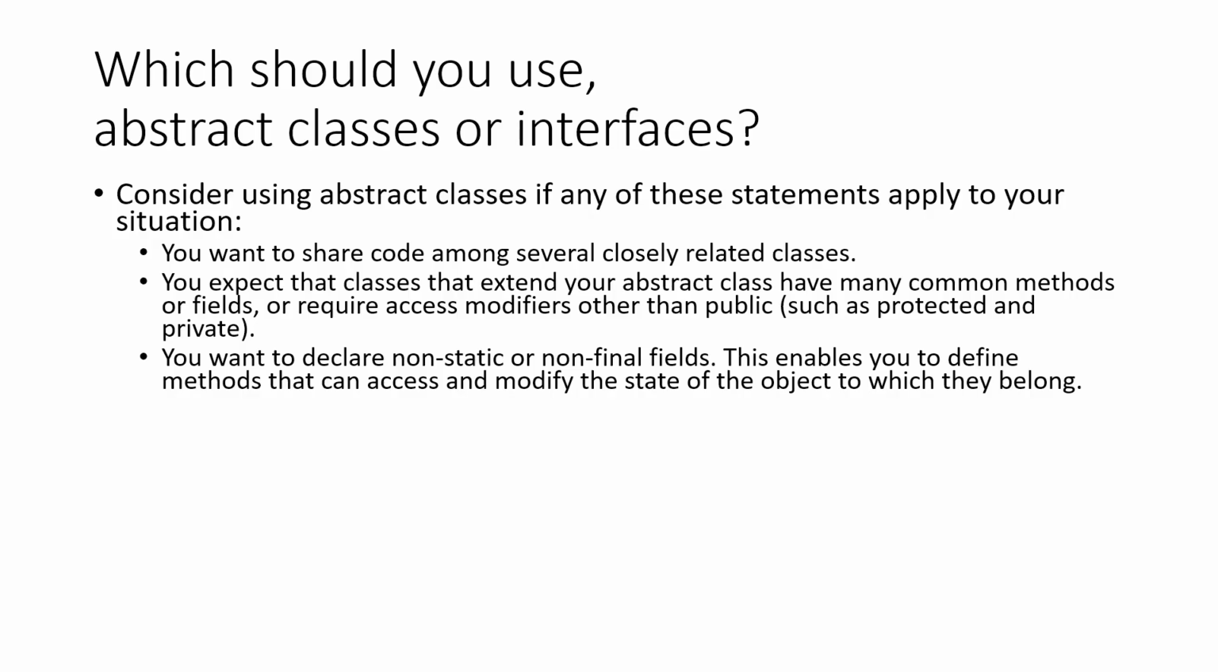Now, use cases for abstract classes. Consider using abstract classes if any of these statements apply to your situation. You want to share code among several closely related classes. You expect that the classes that extend your abstract class have many common methods or fields or require access modifiers other than public, such as protected or private, and you want to declare non-static or non-final fields, data members. This enables you to define methods that access and modify the state of the object to which they belong. So in this case, use abstract classes.